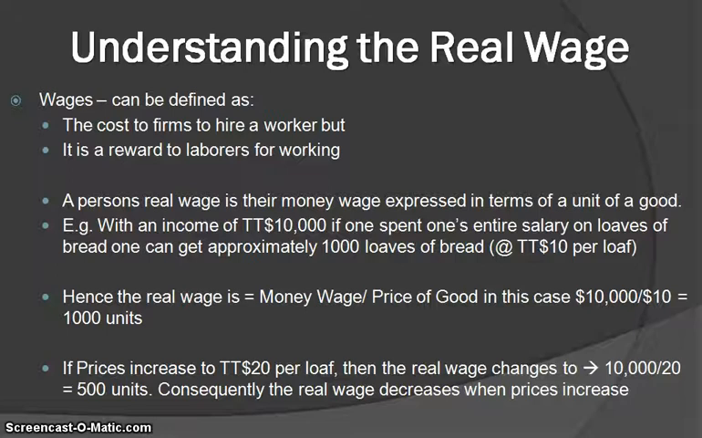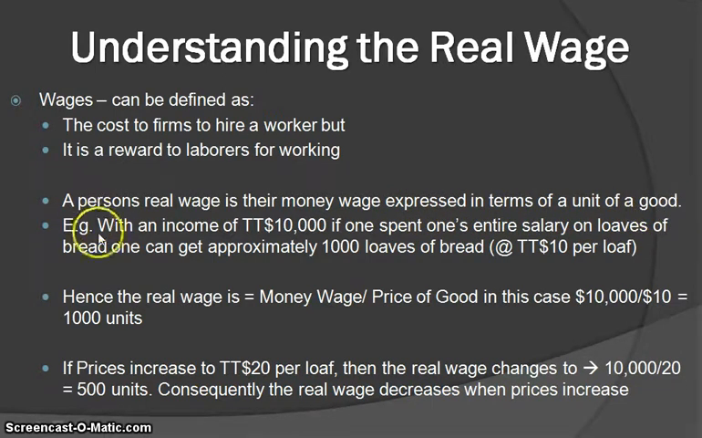Wages can be seen from 2 points of view. It can be a cost to the firm that hires a worker, but it is a reward to laborers for working. Therefore, we can say that a person's real wage is what their money can actually buy. It is their money wage expressed in terms of a unit of a good.